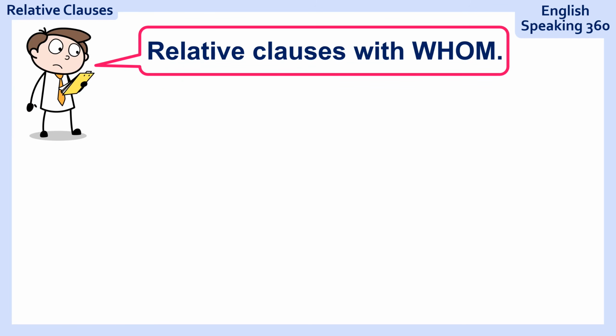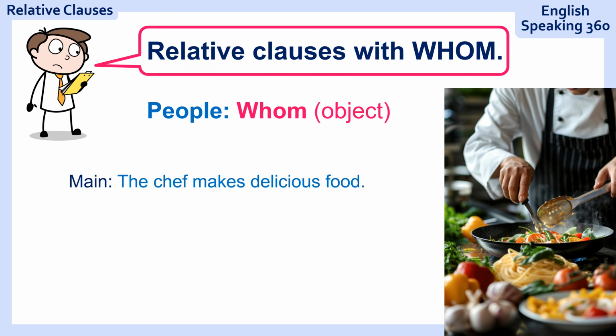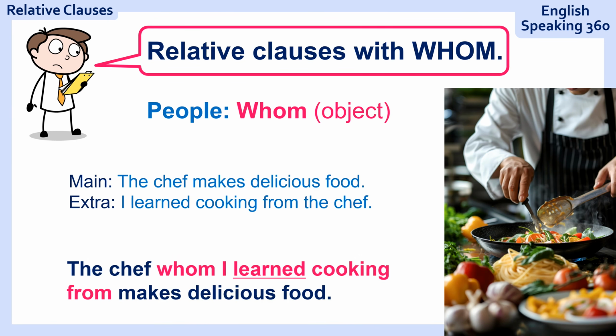Relative clauses with whom now. Whom is also for people, but whom is an object relative pronoun. Here we go with an example. The chef makes delicious food. I learned cooking from the chef. Now try to merge them. The answer is, the chef whom I learned cooking from makes delicious food.